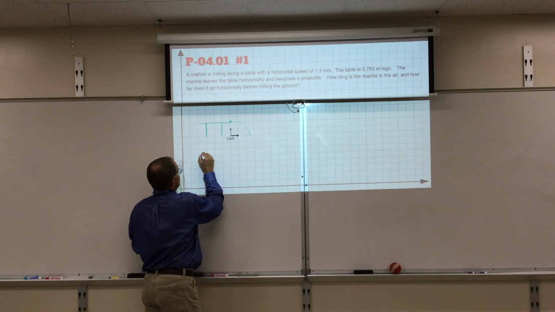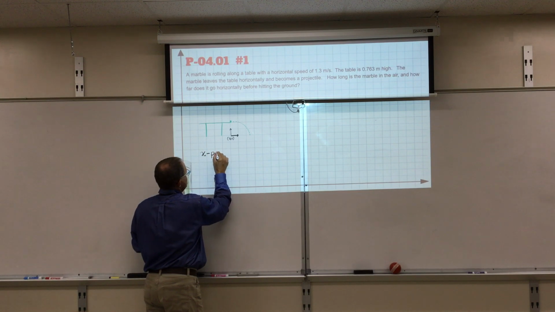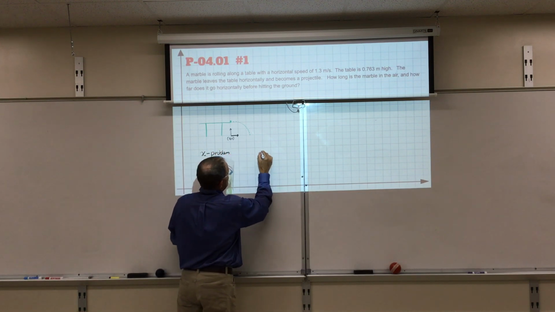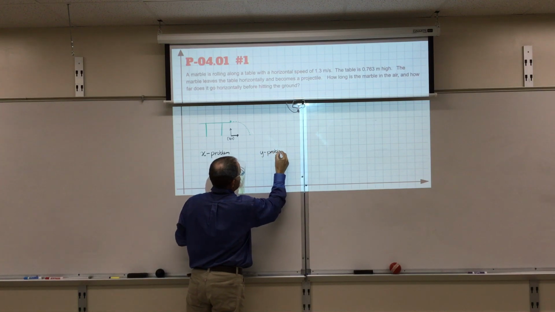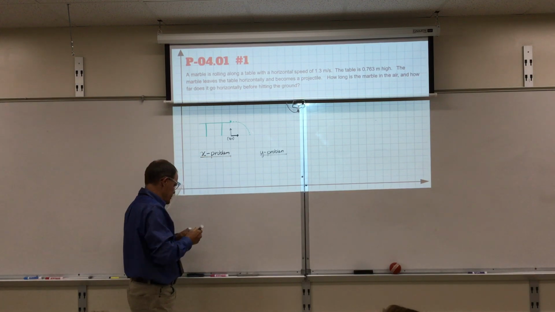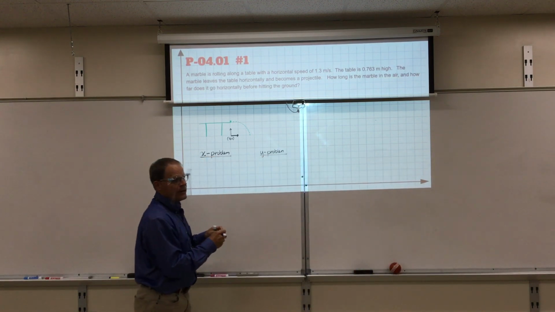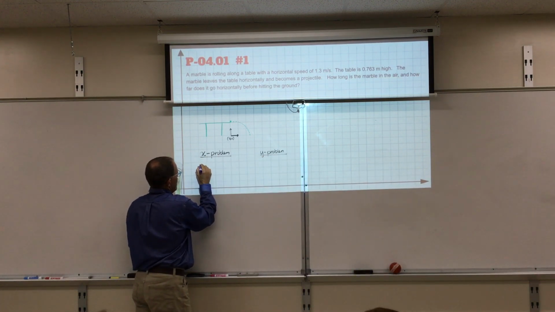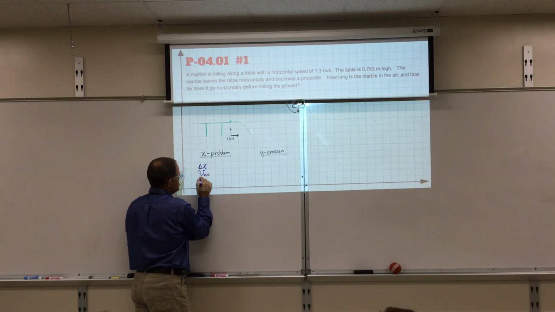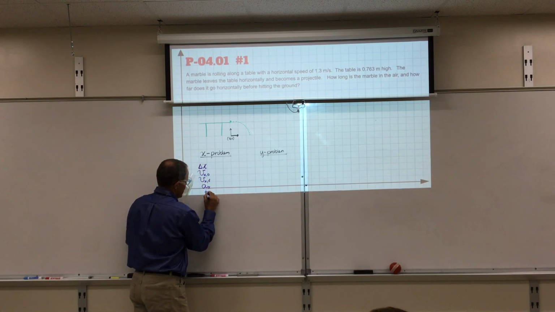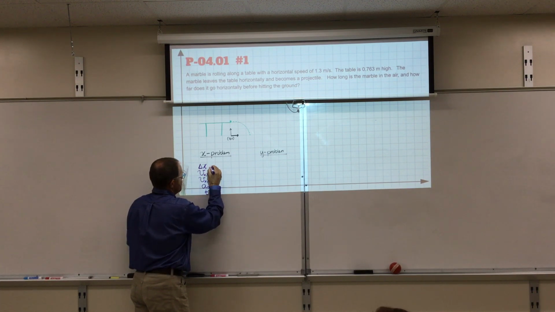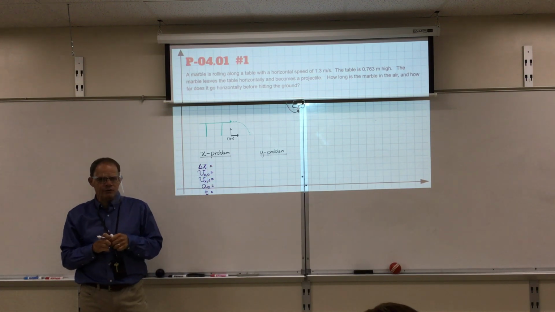All right, here's our variable list. We are going to have two problems. We are going to have an x problem, and we are going to have a y problem. The x problem is what's going on horizontally. The y problem is what's going on vertically. And for each problem, we're going to have 5 variables. For the x problem, we're going to have delta x. We're going to have the velocity in the x direction initial, the velocity in the x direction final, the acceleration in the x, and the time. And those are all variables we've used before, back in Unit 1 and 2.